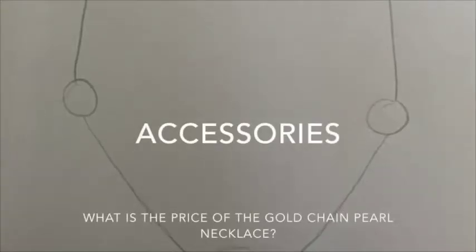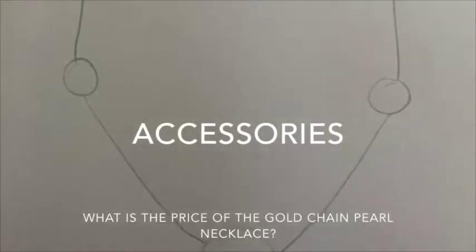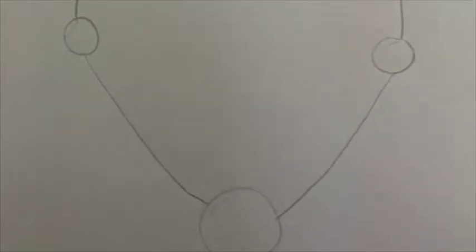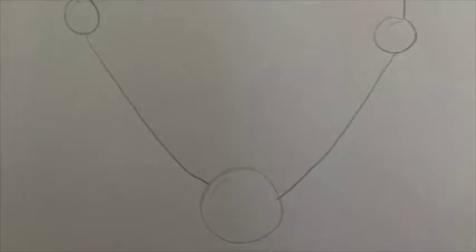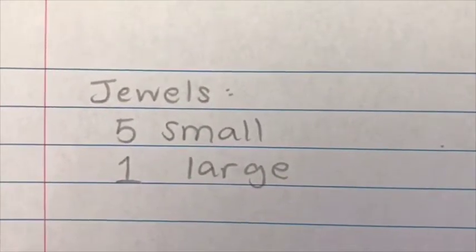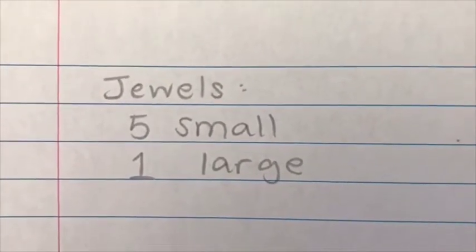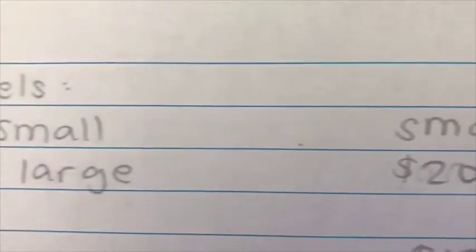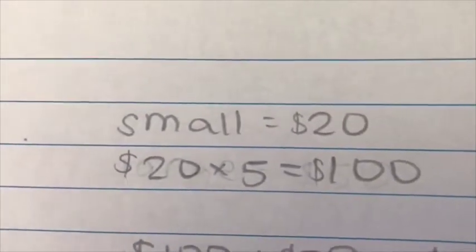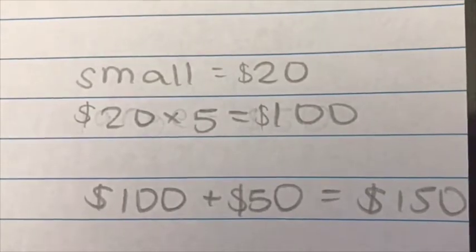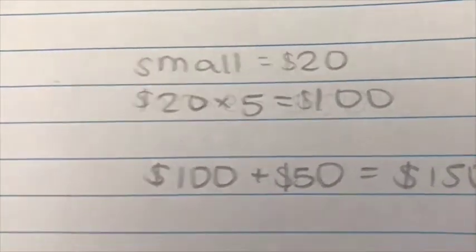We can also use geometry to find the price of this necklace by using the lengths of the chain and multiplying the price of the jewels. To find the price of the necklace, we first need to find the price of the individual things, the jewels and the chain. There are 6 pearls on the necklace, 5 small ones and 1 large one. If each small one costs $20, then 5 times 20 equals 100, plus the large one, which is $50, you get $150 for all the pearls.